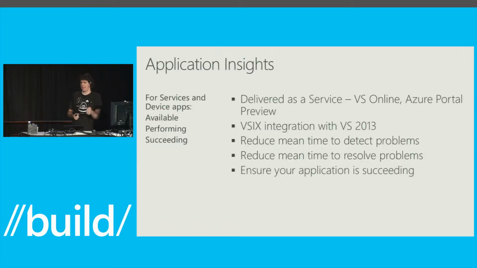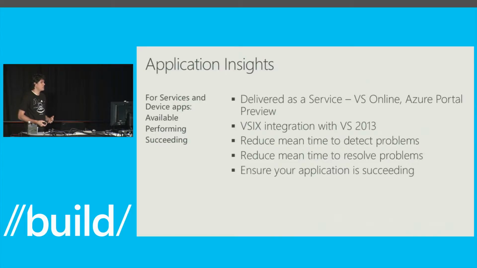The first is how do you make sure your apps are available? If your customers can't get to them, you can't perform what you want to do in your business. So that's the first part of Application Insights, how do you just make sure that your apps are available, they're up, and they're running?